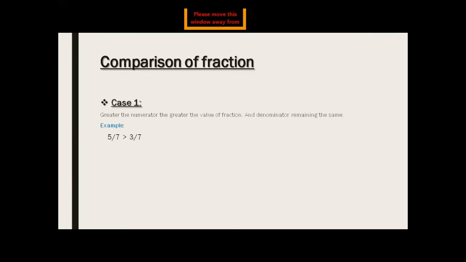Let's check this example. 5 over 7 is greater than 3 over 7. Is this statement true? Yes, this statement is true. Why? Because if the denominator is the same, we will just simply check the numerator. 5 over 7, 3 over 7. So which one is the greater fraction? 5 over 7 is the greater fraction. This is our case number 1 for like fractions.